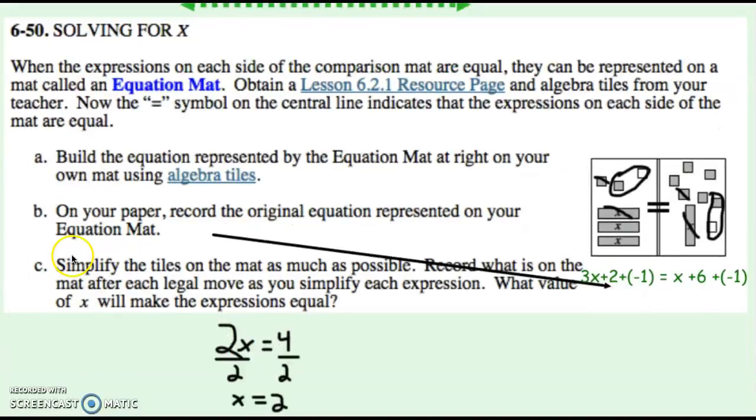A, you needed to build this expression mat on your paper. For B, you need to record the equations, so I started with 3 x's plus 2 positives plus 1 negative on the left, plus x equals x plus 6 plus negative 1 on the right. Then if I simplify, I end up with 2x on the left equals 4 on the right, and to find x, I would divide 2x by 2 and 4 by 2 to find out what 1x is, and x should be equal to 2.